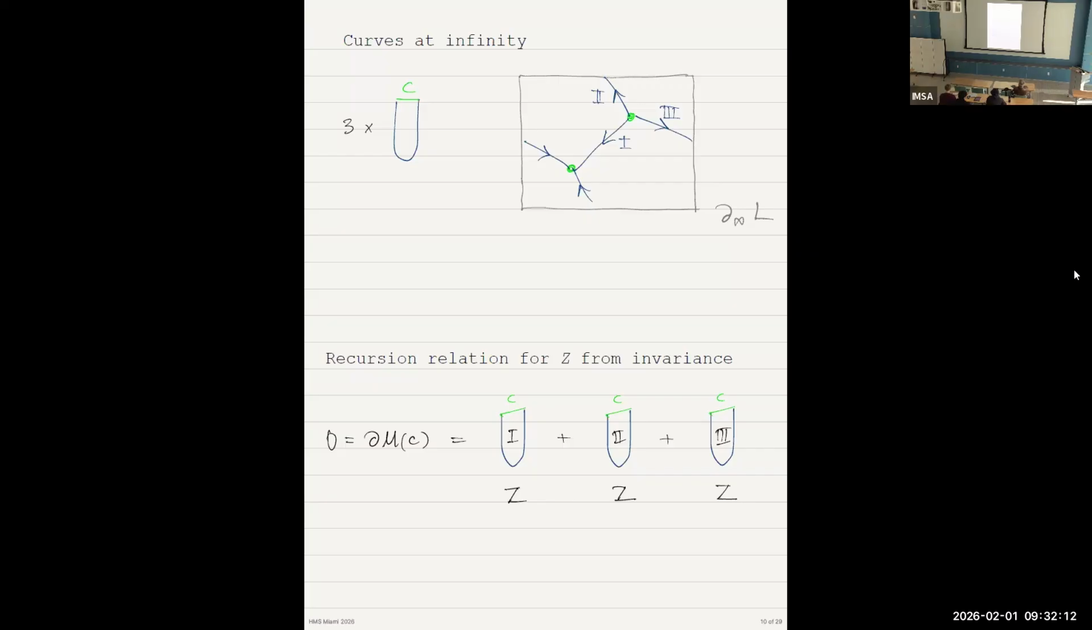Of course, sitting very close to this multi-cover of the disk, I'm calling it Z. Okay? So now we can look at the moduli space of curves which is allowed to have this Reeb chord up there, and it's a one-dimensional space. So when we take the boundary of that space, it needs to be 0, right? It's some kind of oriented one-manifold.